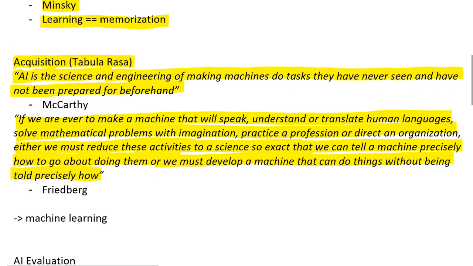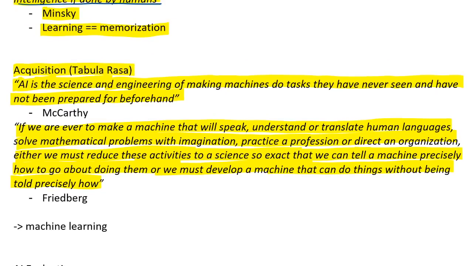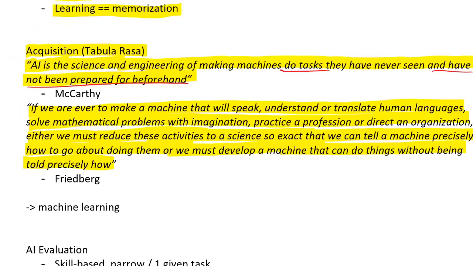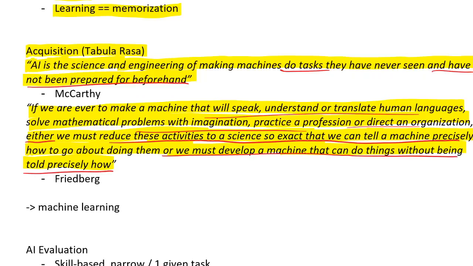So this leads to more of these notions right here: the machines have not been prepared for a particular situation. If we make a machine that can do a task that it has not been prepared for, we know it's basically intelligent. And again, if we make a machine that can do all of these things, then either, Friedberg says, we must reduce these activities to a science, so basically we must program the solution in there already, or we must develop a machine that can do things without being told precisely how. And as you might realize, this is much closer to the machine learning paradigm.